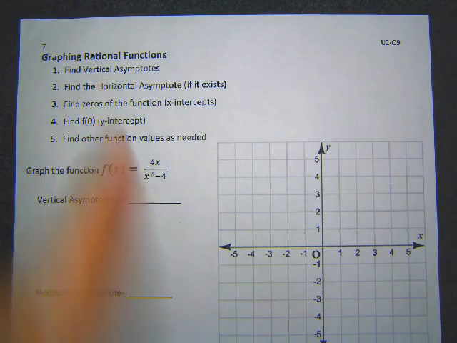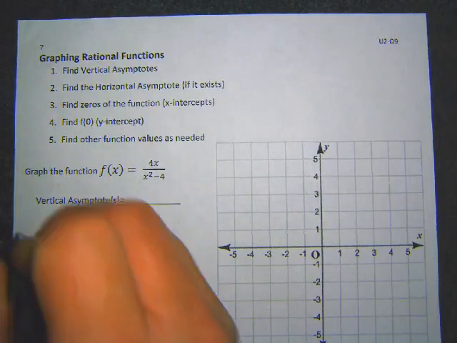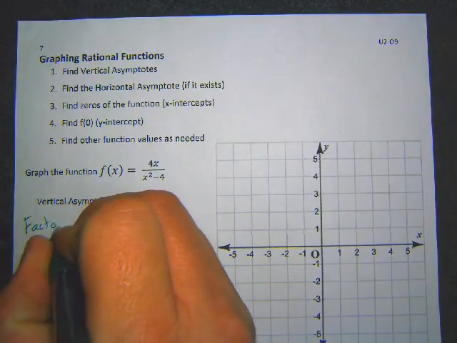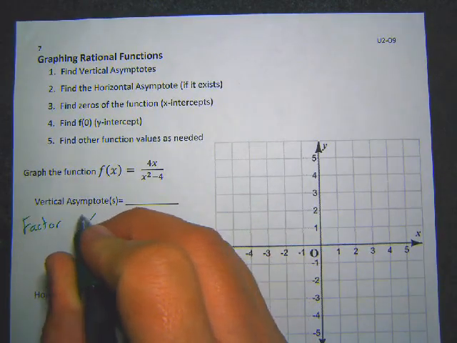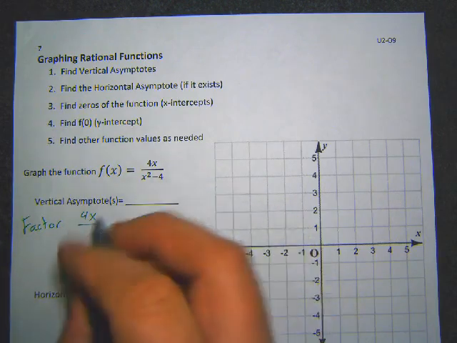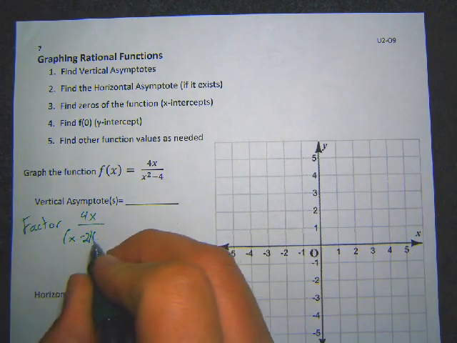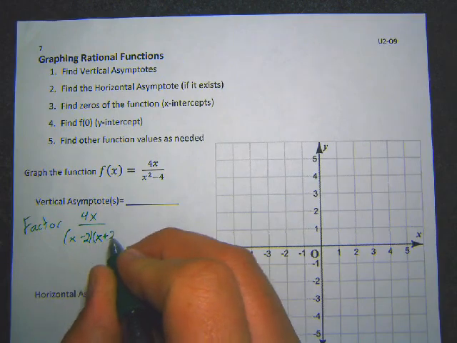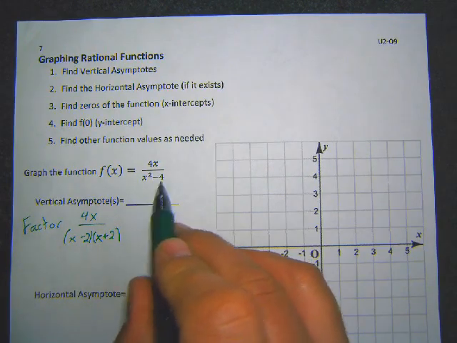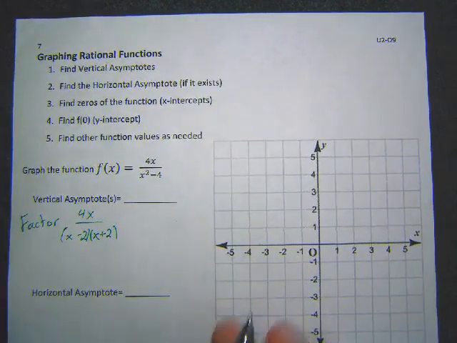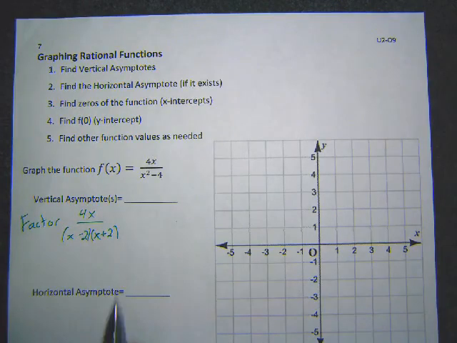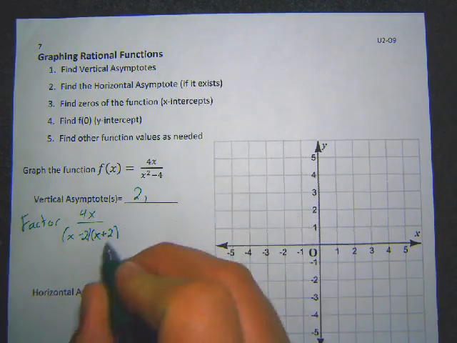First off, we want to find the vertical asymptotes. Remember, to find vertical asymptotes, you need to factor. So I'm going to factor this into 4x over x minus 2, x plus 2. Again, that's a difference of squares, so you just factor into the plus or minus. Here, nothing cancels, so we actually get 2 vertical asymptotes. We get one at 2 and one at negative 2.